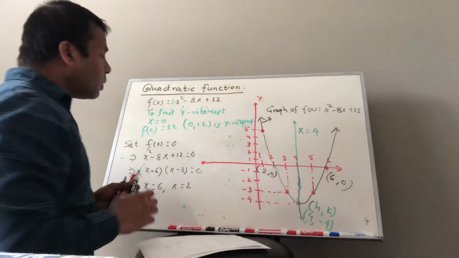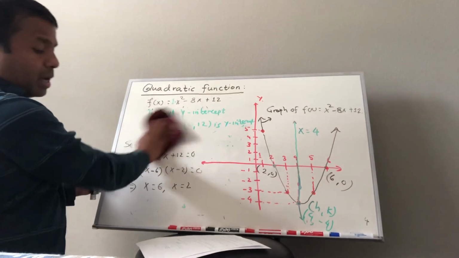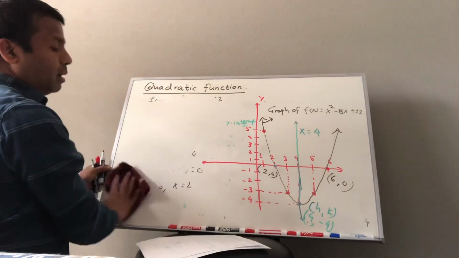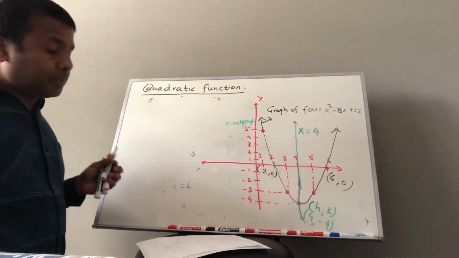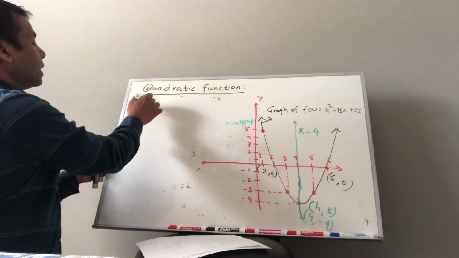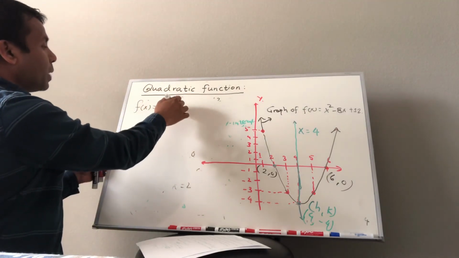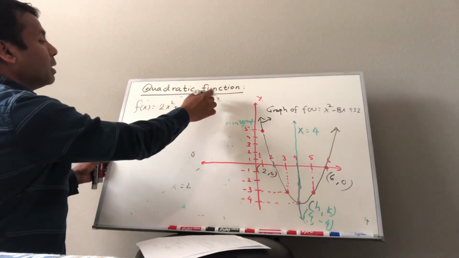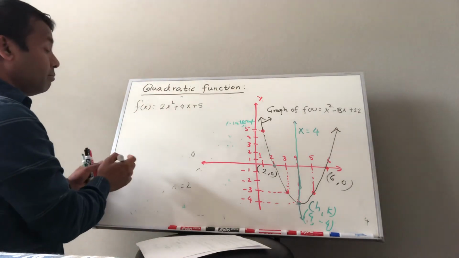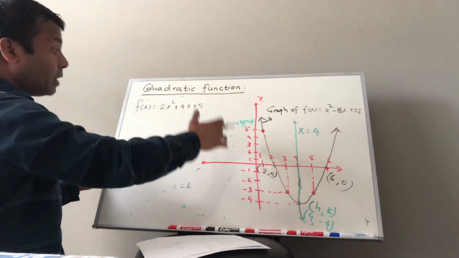And sometimes the quadratic function may not have an x-intercept. For example, if you have f(x) equals 2x squared plus 4x plus 5, the graph of this function does not have an x-intercept.